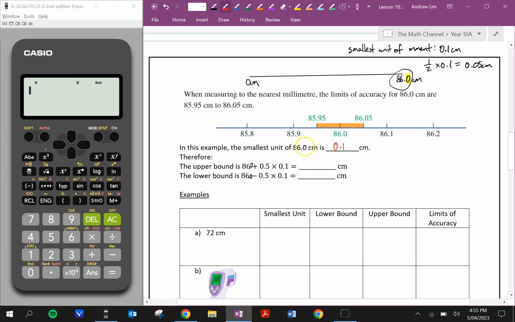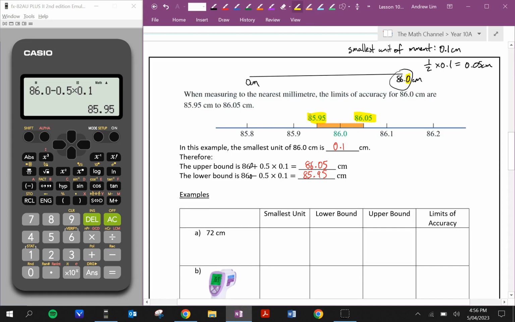This becomes 0, that becomes 1. So we get 86.0 plus half times 0.1. Okay, that's our smallest unit of measurement. Half times the smallest unit of measurement, which is 86.05. And we've also got 86.0 minus that, 85.95. Okay, so that's how we got these two values.